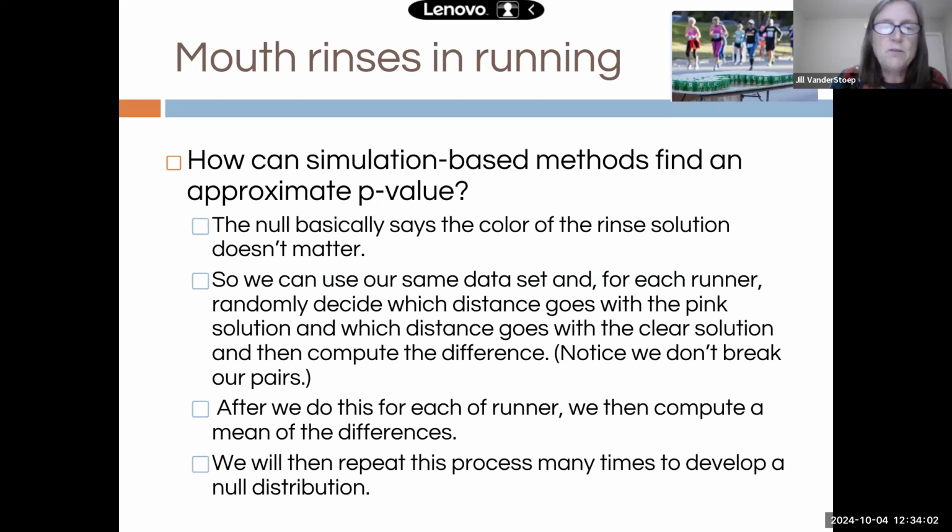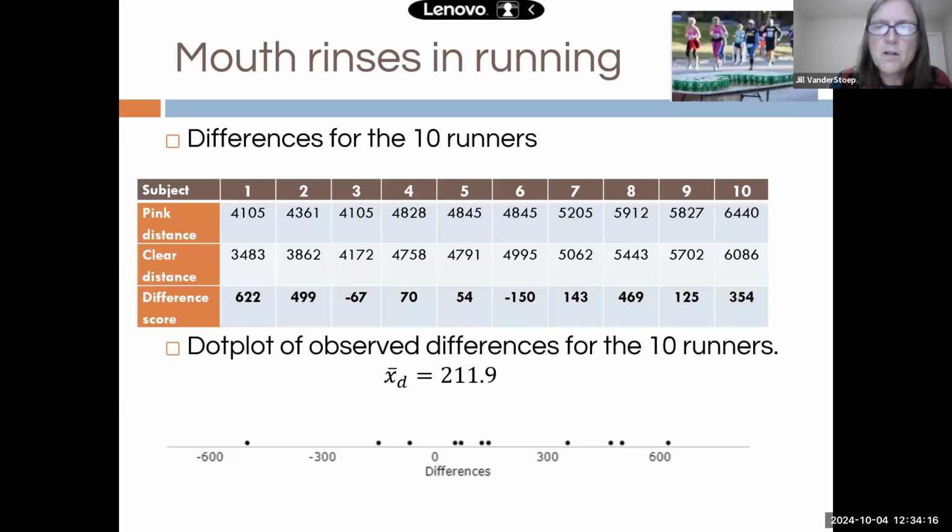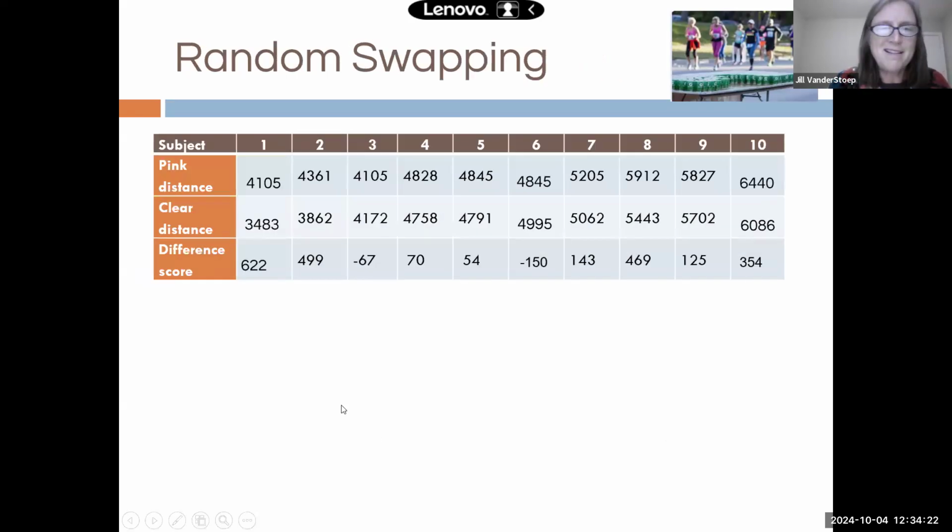And then we'll recompute our statistic. And we'll do this many, many times to get simulated statistics that could happen under that null hypothesis. It doesn't matter what solution you have as to how far you ran. So we're going to go to the applet, like I said, in a minute here, but this is essentially what we're going to do.